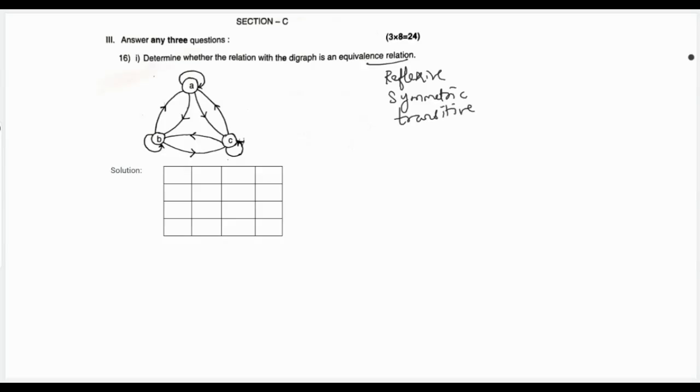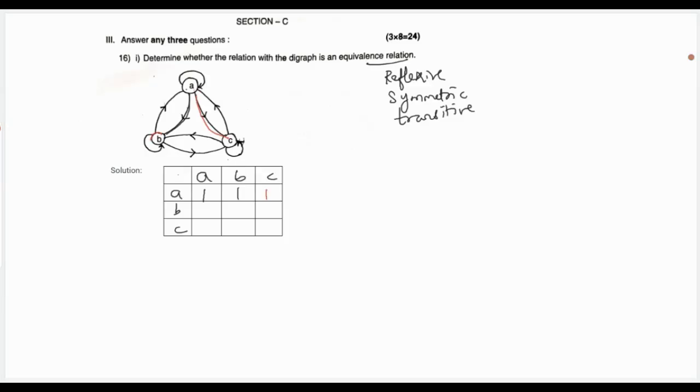So to prove it, we'll take A, B and C. Three nodes we have, A, B and C. Now we'll check A to A, we have 1. Then A to B we have 1. Then A to C we have 1.